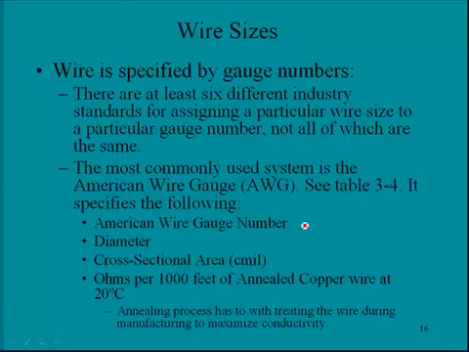And it specifies the following things. It assigns an American wire gauge number, and this starts out at 0000 and goes up to 30. It specifies the diameter of the wire. It specifies cross-sectional area in circular mils, and it also specifies the ohms per 1,000 feet of annealed copper wire at, and notice they specify a temperature, 20 degrees centigrade. The annealing process has to do with treating the wire during manufacturing to maximize conductivity.